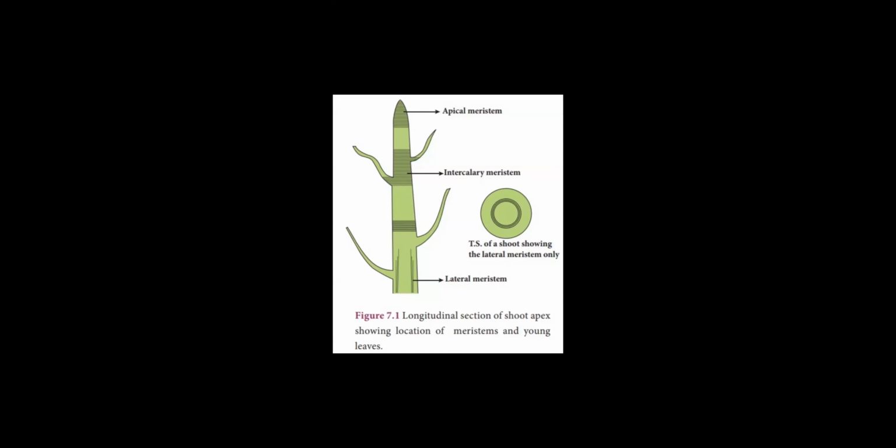Question number one, what is another name of lateral meristem? The popular name of lateral meristem? Kya hota hai? Cambium. Why is it called lateral meristem? What is the exact position of it in the plant body? It is present in which parts? Lateral axis of the plant body. Exactly, mainly root and shoot. So it is called lateral meristem.